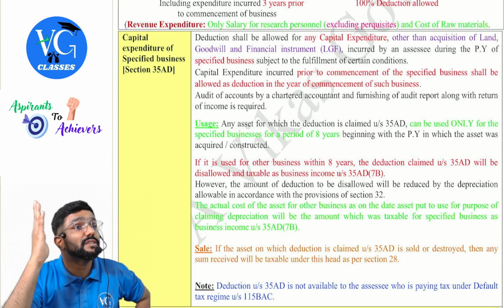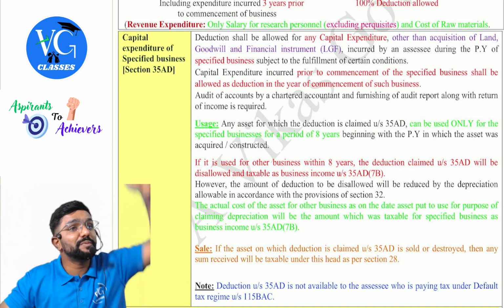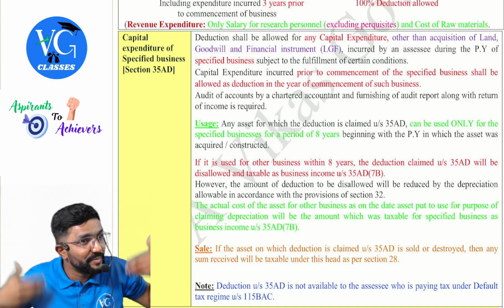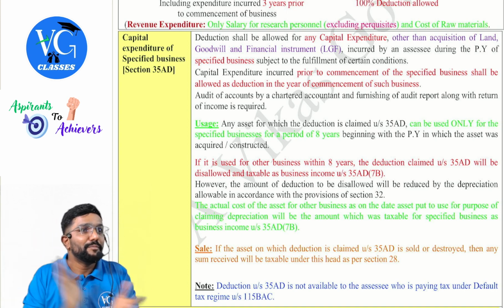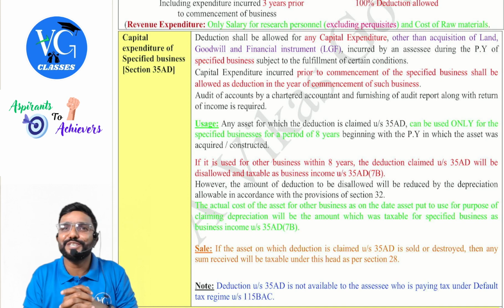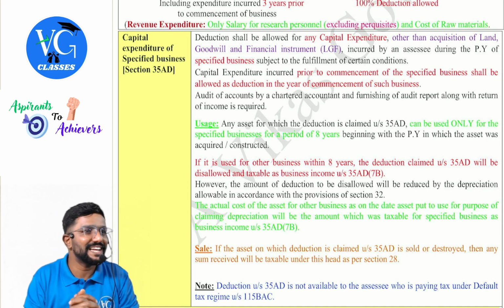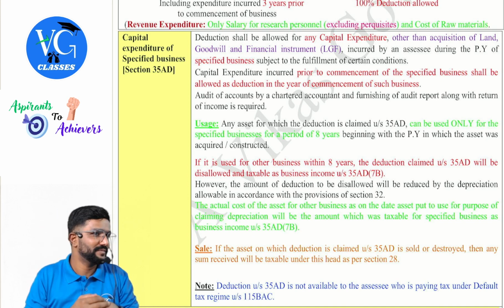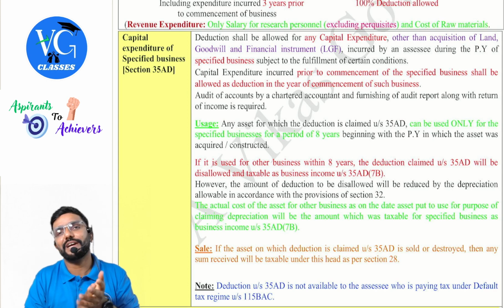Special category. Why, sir? Because normally for capital expenditure, section 32 says I will give depreciation. But for 35 and 35AD, what we are learning is that 100% I can claim in the same year. That means, can I claim depreciation on it? No. We will add the asset to the block, but at nil value, guys.